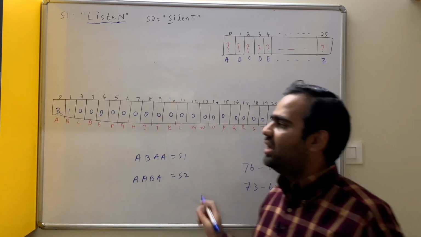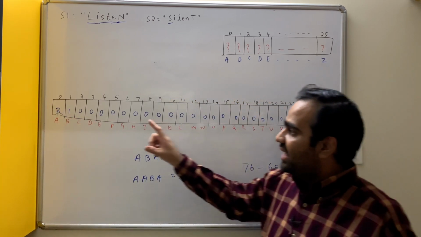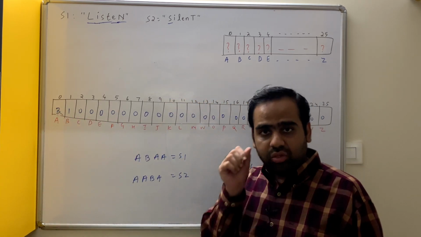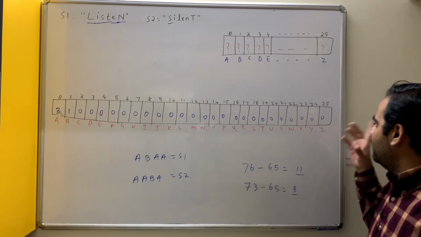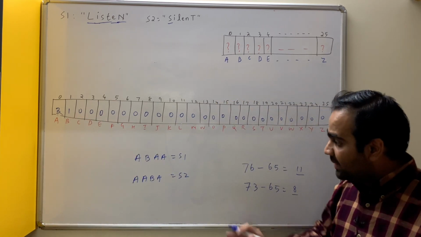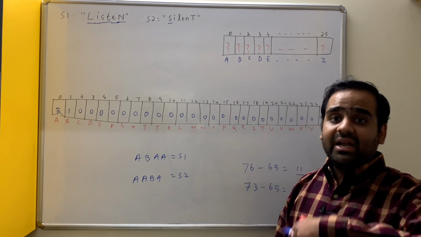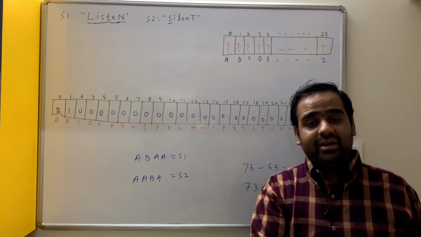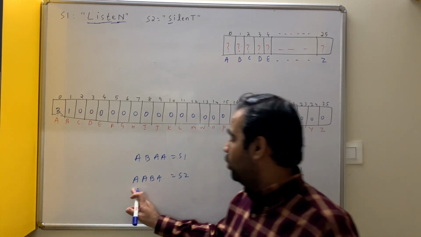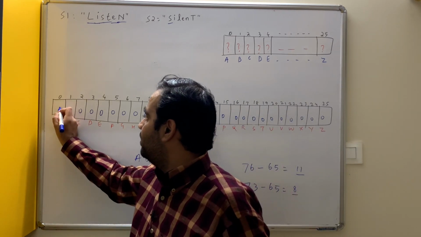Now what does this array say? This array says A appears 3 times in string S1, B appears 1 time, and all the other characters appear 0 times. Now what do we do in string S2? We decrement the count. So many times I added, so many times I subtract, the answer should be 0. Now if I decrement the count, this will become 2.